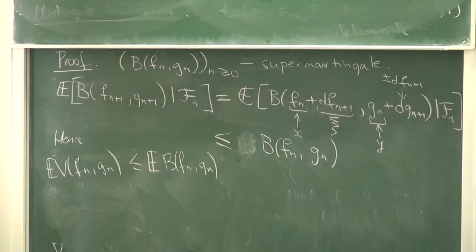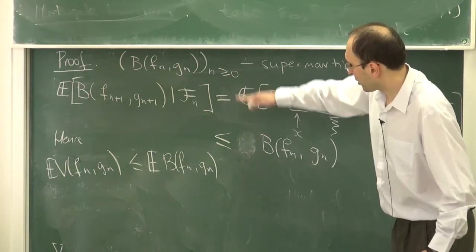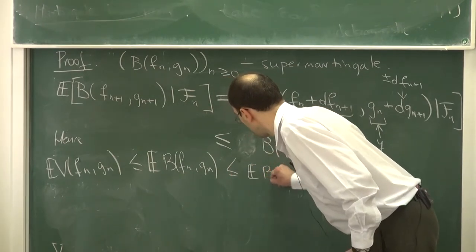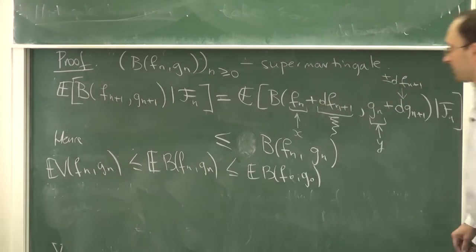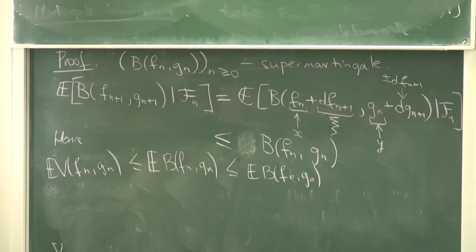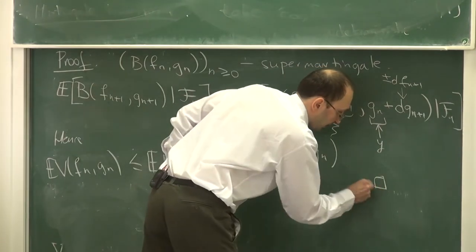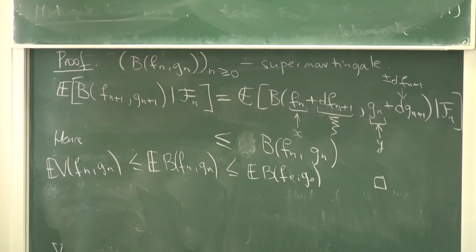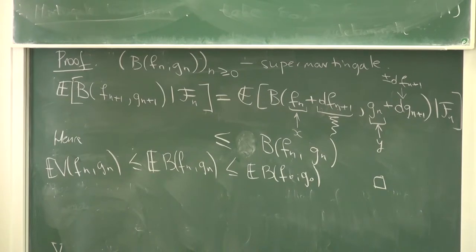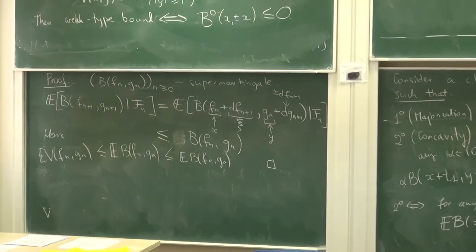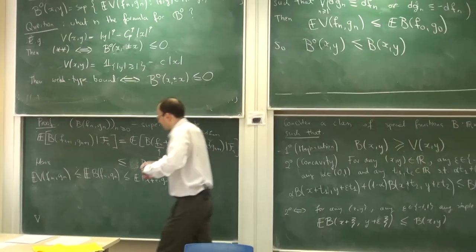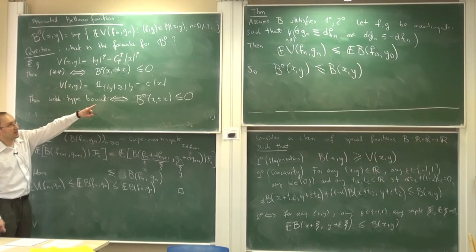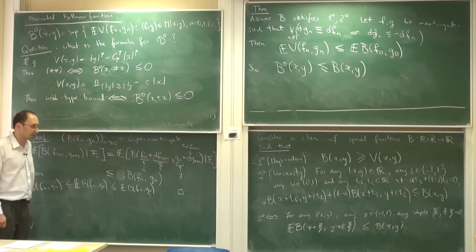This is just this property one. Now we use the supermartingale property, so this does not exceed the expectation of B(f_0, g_0), which is 0. And that's it. That's exactly what we needed. So we are done. We see that each element of this class of special functions majorizes our desired function B_0. The beautiful fact is that this can be reversed, in the sense that this function B_0 itself also satisfies these two conditions.